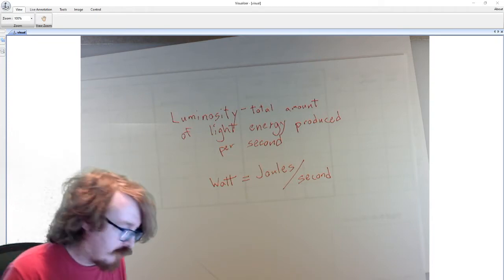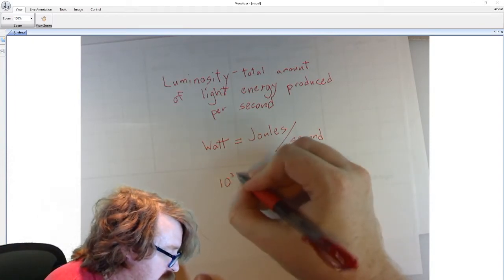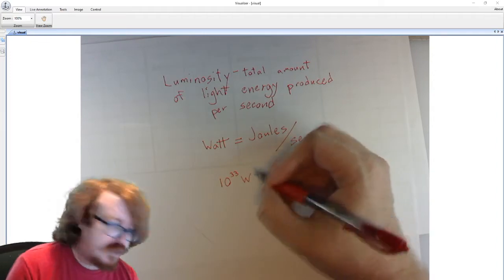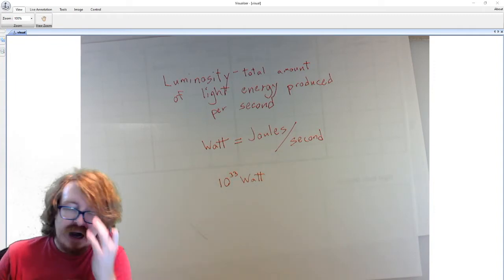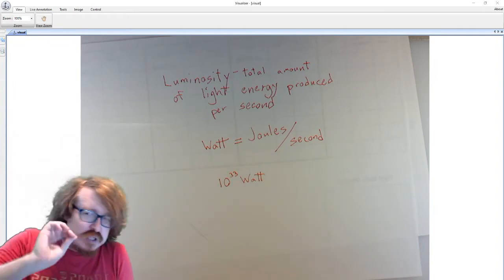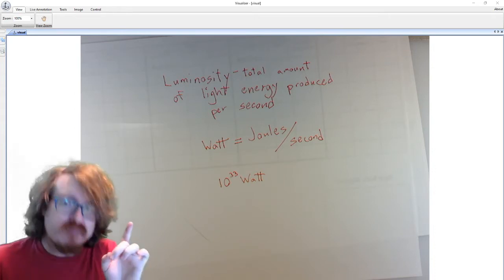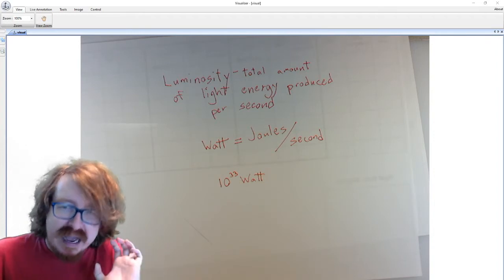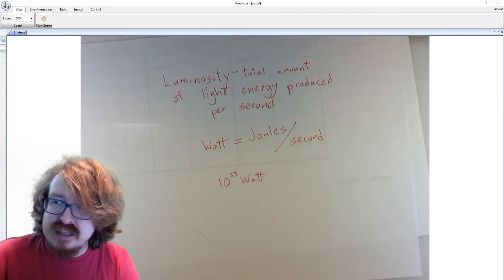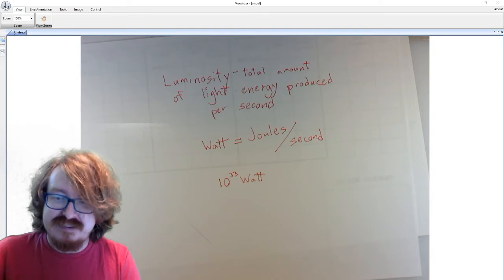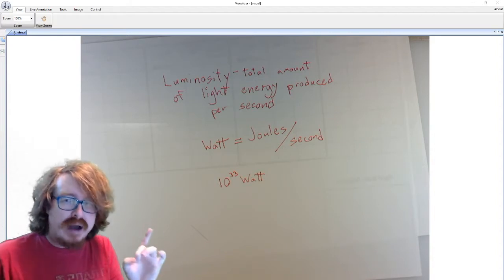If we were to use watts for the sun, the wattage of the sun is about 10 to the 33rd watts. So even gigawatts is way too small. 10 to the 33, that's a 1 followed by 33 zeros. I don't even know what that number is called. It takes a lot of light bulbs to equal the sun. So instead, what we do is we make the sun's wattage the standard wattage for stars.